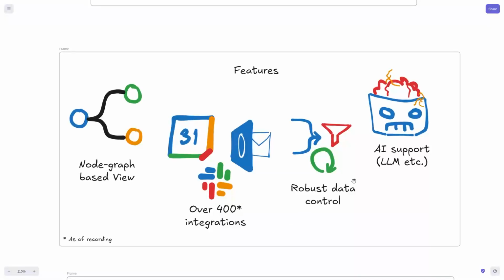And then we have robust data control. One of the main prominent features of n8n is that you can manipulate data to your own will. You can merge, you can split, you can loop the data, you can filter, and even have AI support for LLM, which is native to n8n development.